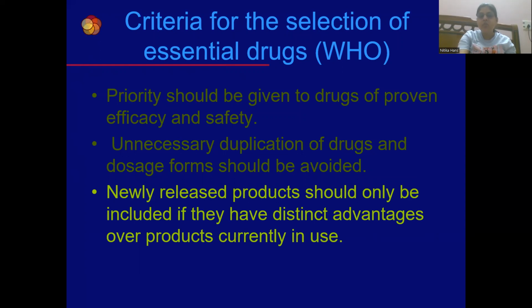Newly released products should only be included if they have distinct advantages over products currently in use. Newly released products should be included only if they have more benefits, or they are safer, or the cost of treatment is less. So they have distinct advantages over the currently used drugs. Then only can we include them in the drug list, if they are more efficacious, safer, less costly, or more suitable in comparison to the currently used treatment.